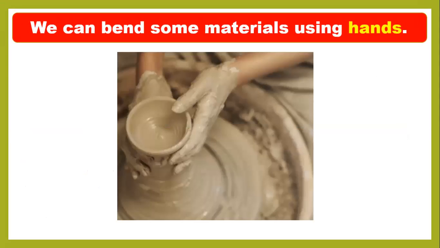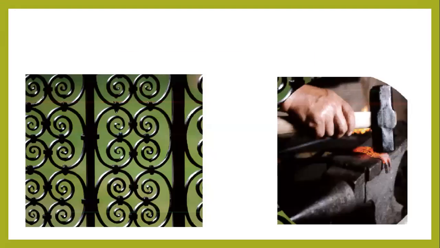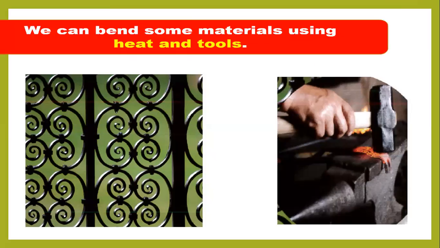Look at this picture. We can bend some materials using our hands because they are soft materials. Examples are clay and dough. And here is a hard material. You need some tools and heat to change it into different shapes.